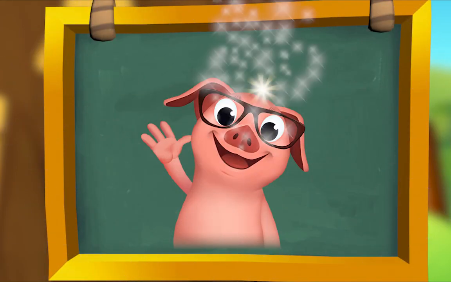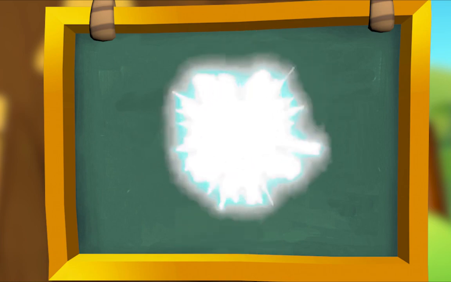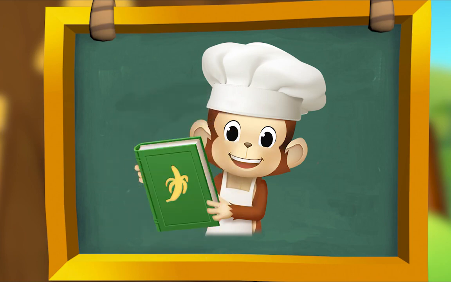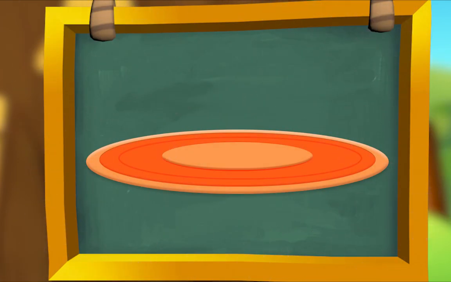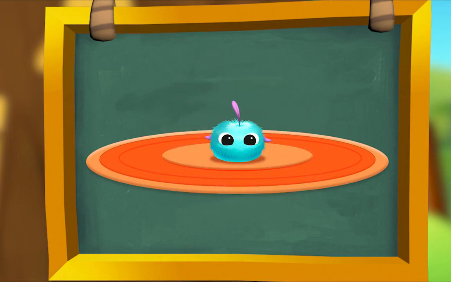This is Pig. He's wearing a... wig! That looks silly on me. Pig? Wig? They rhyme. Here's a cook. Who's holding a... book! Cook? Book? They rhyme. What's on the rug? It's a wiggle... bug! Rug, bug, they rhyme.